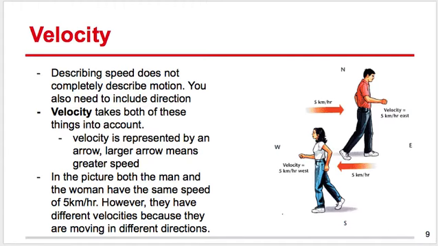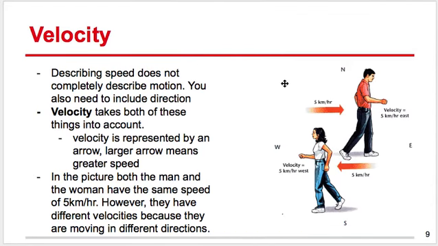Velocity is represented by an arrow. The larger the arrow means greater speed. So over here on our example, we have that this man is walking 5 kilometers per hour. If he was walking 10 kilometers per hour, we would double the size of this arrow so that we would know he was walking faster.